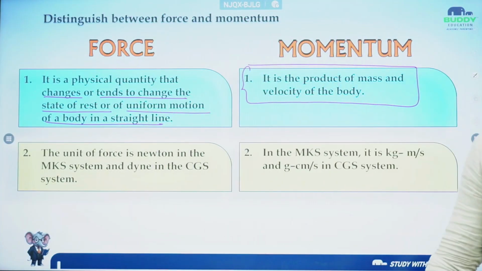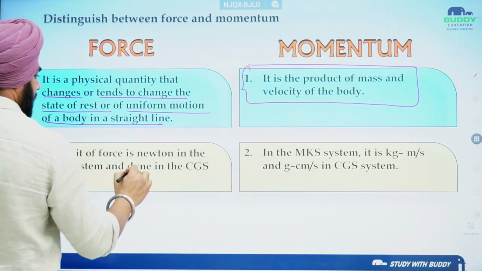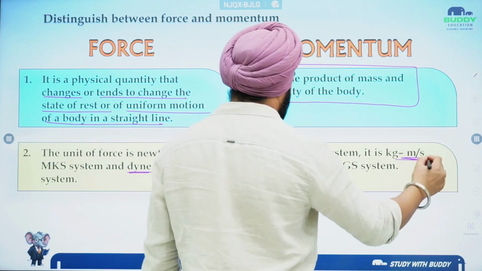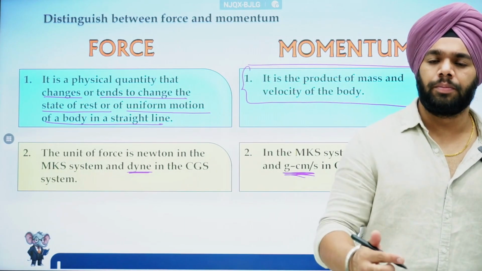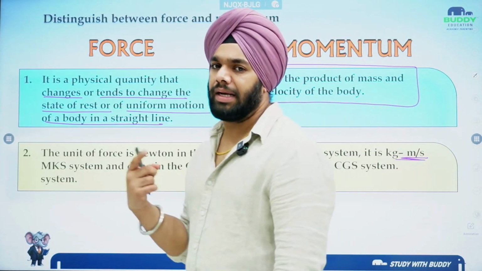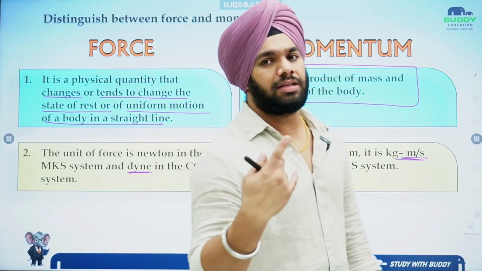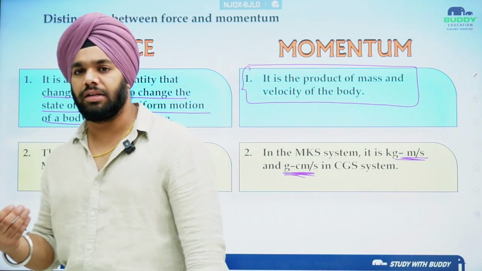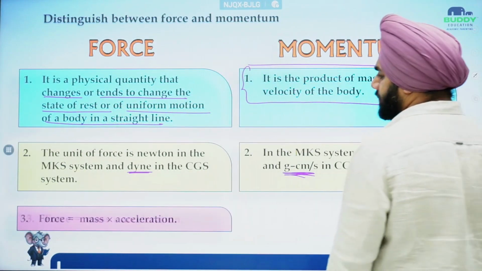The unit of force is Newton in the MKS system and dyne in the CGS system, whereas for momentum it is obviously kilogram meter per second and gram centimeter per second, because we have already discussed this. I told you that for force it is mass into acceleration, and for momentum it is mass into velocity. So in force we have the acceleration, but in momentum we have the velocity.